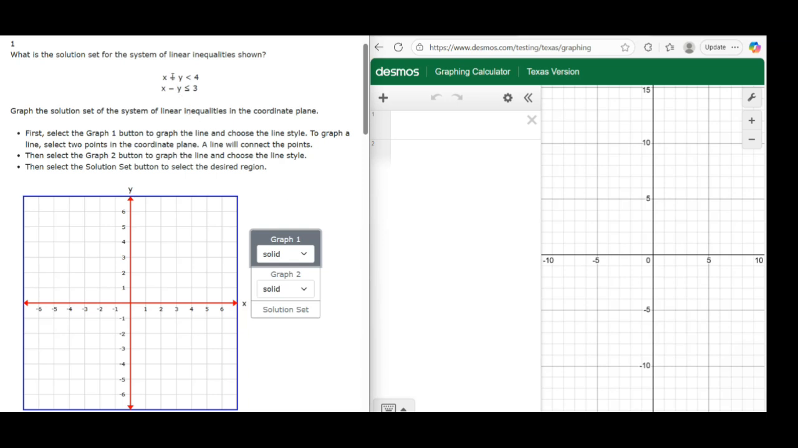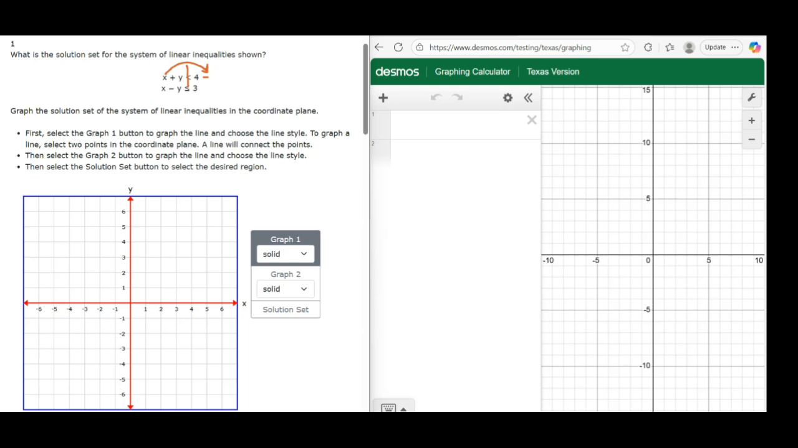Alright, so graph 1. X plus y is less than 4. To get that over here on Desmos and graph it so I can get 2 good points, the first thing I need to do is get y by itself. So I want to draw my line down my inequality symbol. I'm going to take the x across to the opposite side. And when we take it to the opposite, we make it the opposite. So instead of positive x, now it's going to be a negative x.